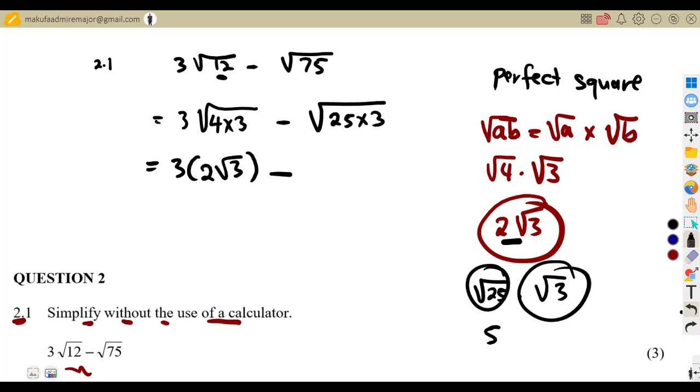But we do not know the square root of 3. So the square root of 3 is going to remain under the square root. So here we are just going to have 5 square root of 3. We do not have the number, the number is just a 1. So it means if you multiply by 1, it's just going to remain like that.